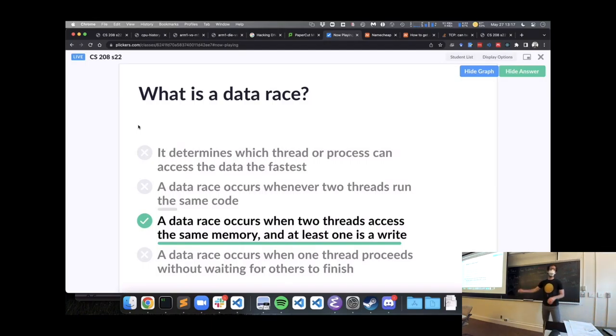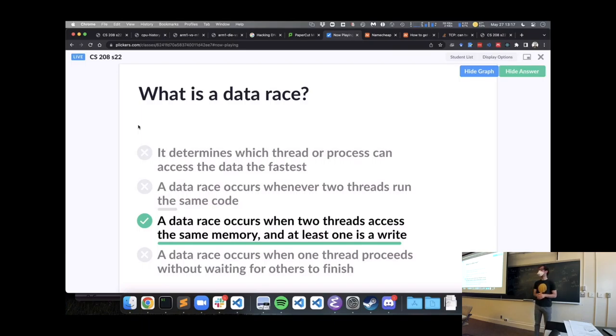Why wouldn't we have a data race if the two threads are only reading? Because then the data never changes, so it doesn't matter which order. Exactly. Any number of threads can read the same data. It's not going to change it. We're not going to have this sort of non-deterministic behavior depending on which one reads first.